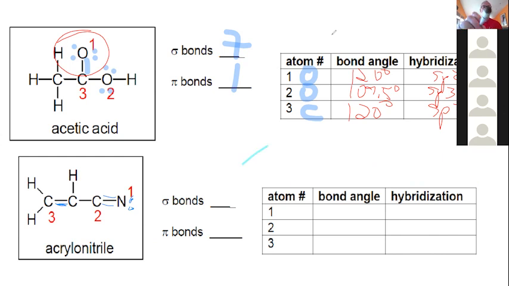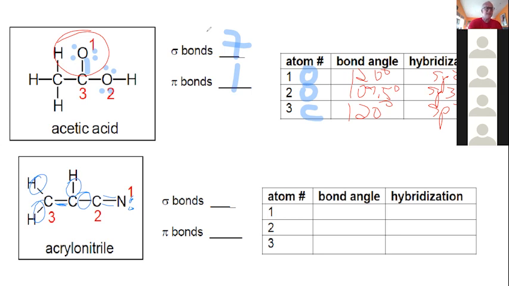So how many sigma bonds total do we have in the acrylonitrile? Remember, all single bonds are sigmas. I count four single bonds. There's one, two, three, four. So there's at least four. All single bonds are sigma bonds, so that's four. What about the multiple bonds? I have a double and a triple.